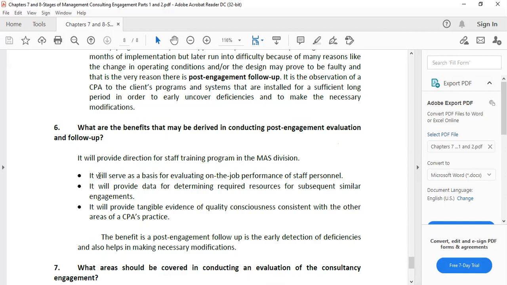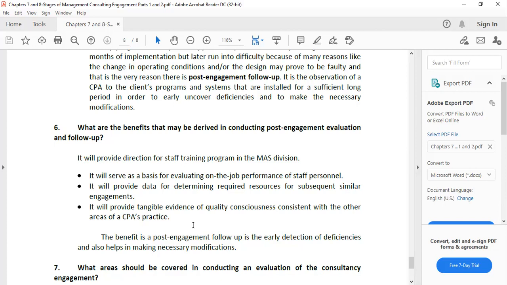That will be providing direction for the staff training program in the MAS division. As said a while ago, certain skills may not be acquired or brought in by certain persons, even if they have the experience. So we have to train them. It's also possible to retool them because such skills have not been used over time. Then this will also be the basis for evaluating the performance of staff personnel. So by the follow-up, the evaluation, we see how good they are, how effective and efficient they are in terms of the benchmark. Then after that will be the required resources to be used in case we have similar engagements.